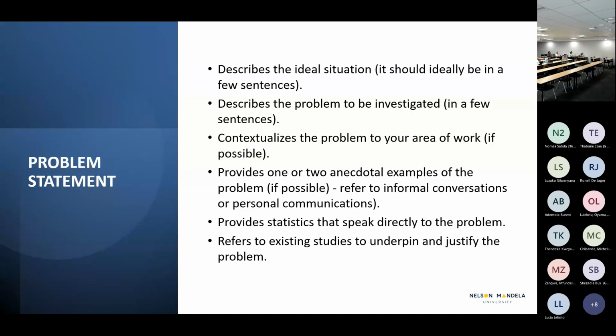Problem statement. This is probably the most challenging of all the sections of the proposal, and it's not just students who struggle with it, supervisors struggle with it as well. It's really everything hangs on this problem, and if you get the problem wrong, it can mean you having to change your design at some time in the future, in order to make the problem actually make sense.